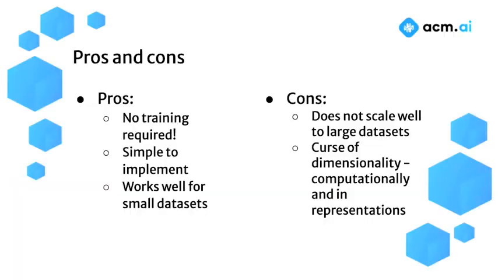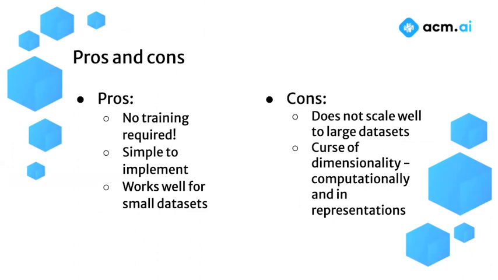Cool. So pros. There's no training required. It's pretty fast with smaller data sets, and it's very easy to implement, right? All we're doing is calculating a Euclidean distance, and then we get our result. We do some sorting, take the top K values, and we get our answer.